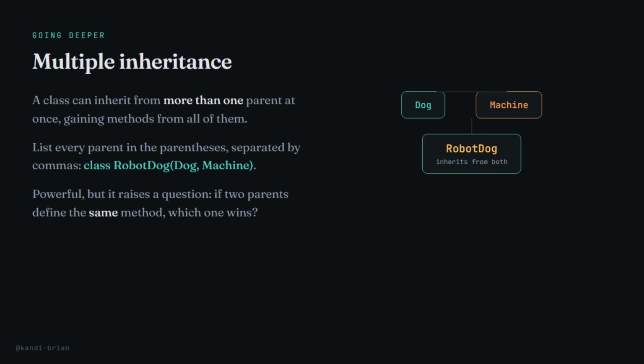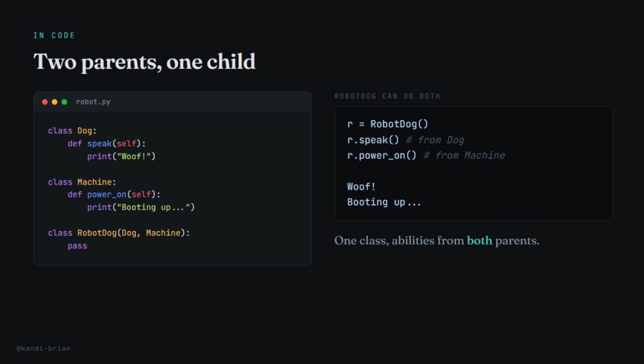Up to this point, everything so far had one parent, but a class can inherit from more than one parent at the same time, picking up methods from all of them. You just list every parent inside the parentheses separated by commas. Here, RobotDog inherits from both Dog and Machine. And this is powerful, but it raises a fair question. If two parents both define a method with the same name, which one does the child get? So hold that thought, because that is what the method resolution order answers.